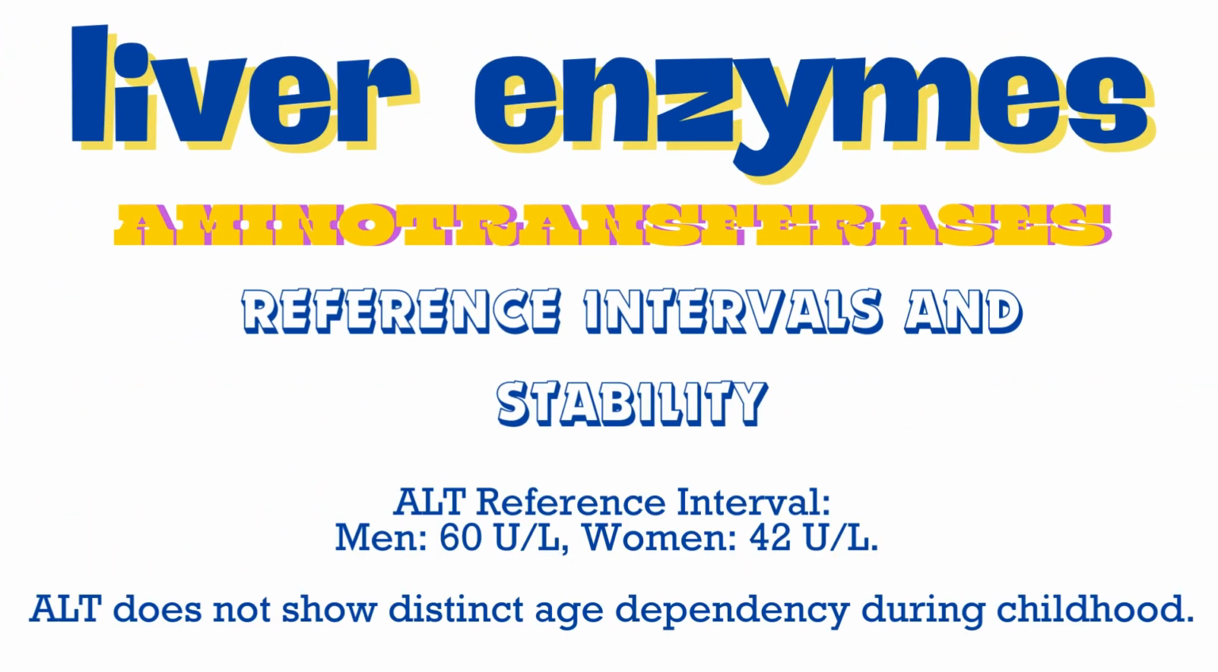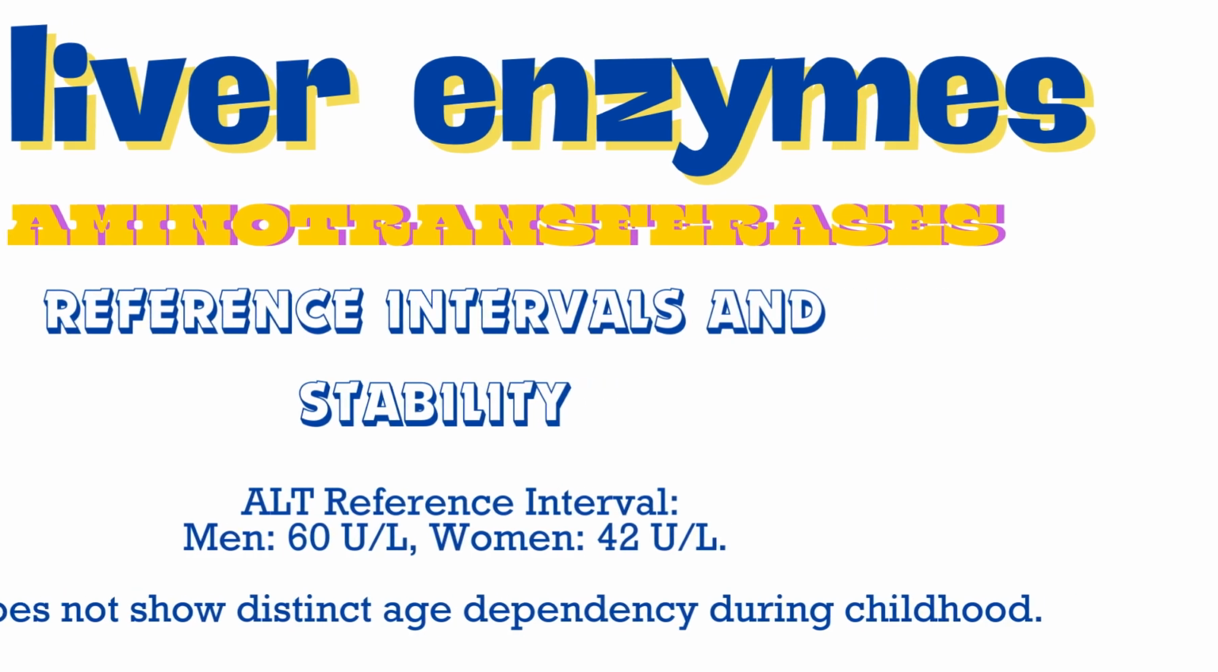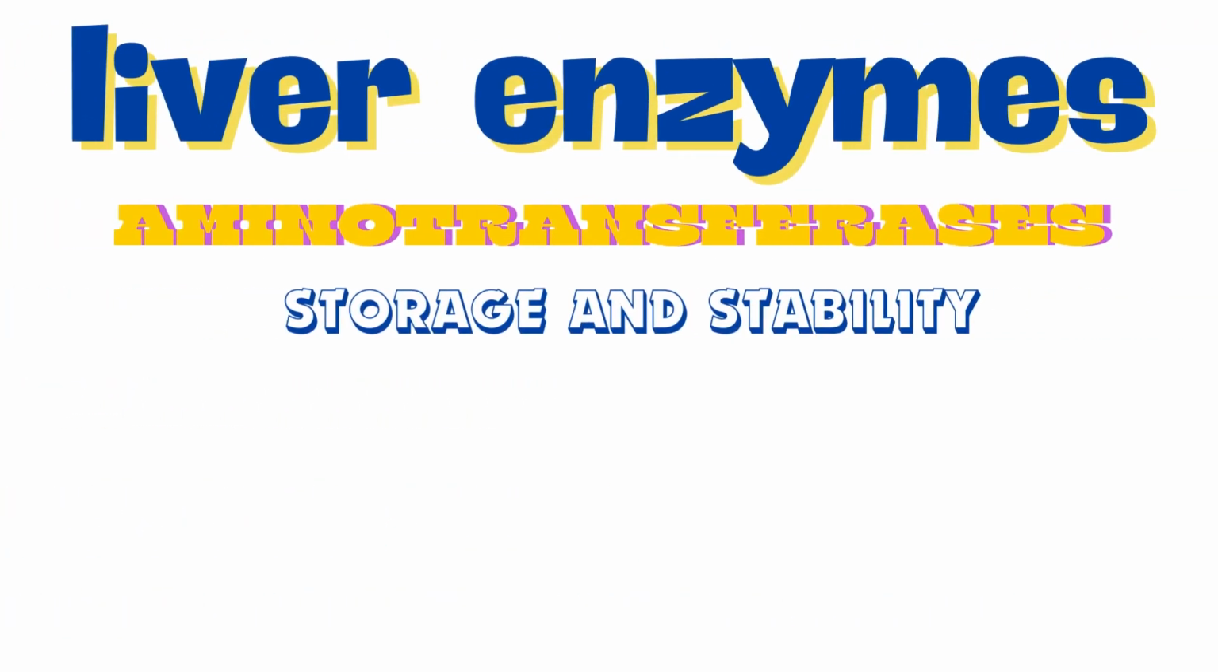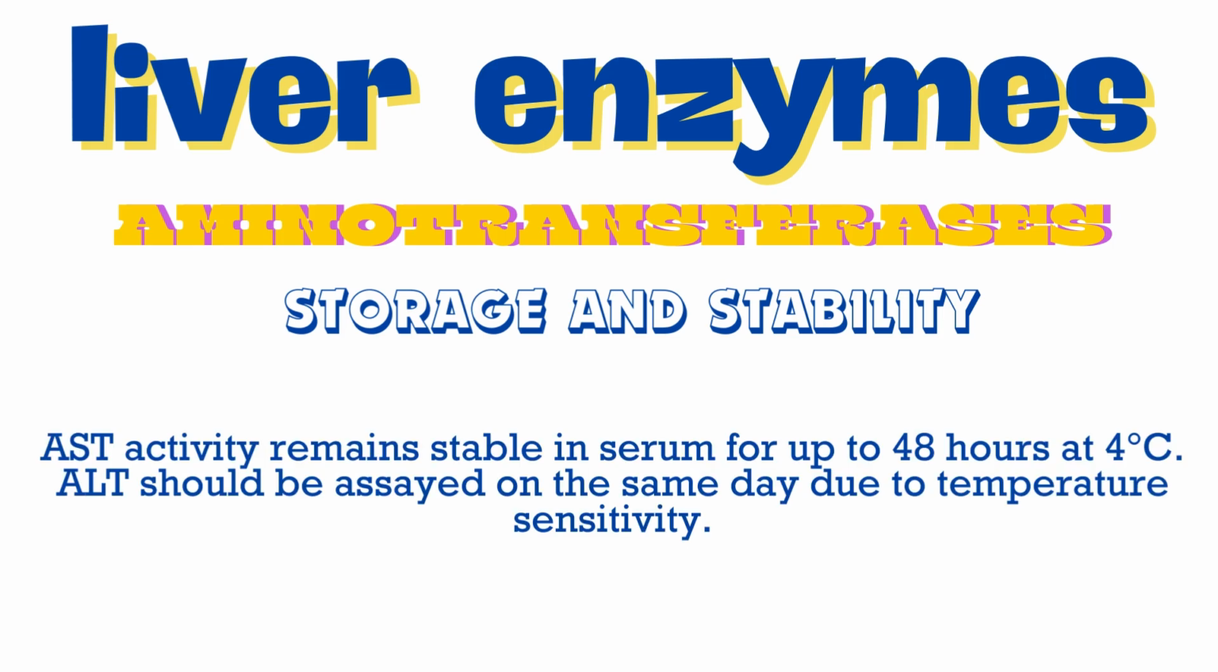ALT reference interval: men, 60 units per liter; women, 42 units per liter. ALT does not show distinct age dependency during childhood. Storage and stability: AST activity remains stable in serum for up to 48 hours at 4 degrees Celsius. ALT should be assayed on the same day due to temperature sensitivity.